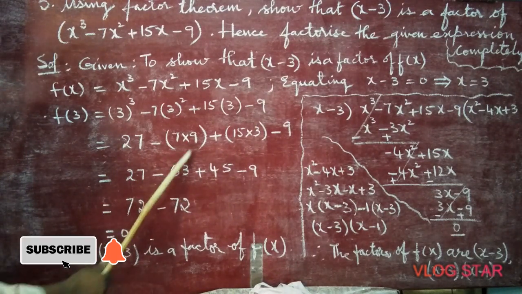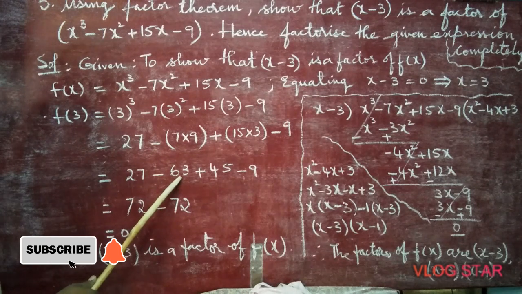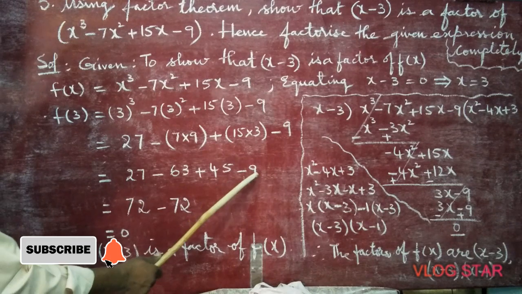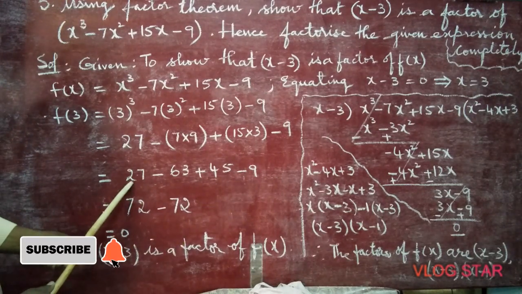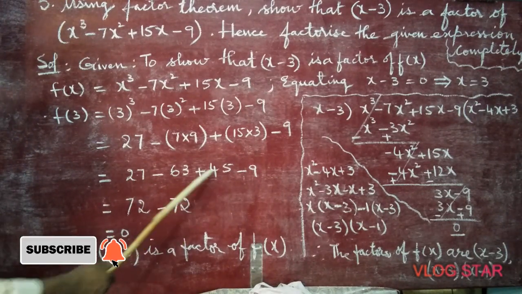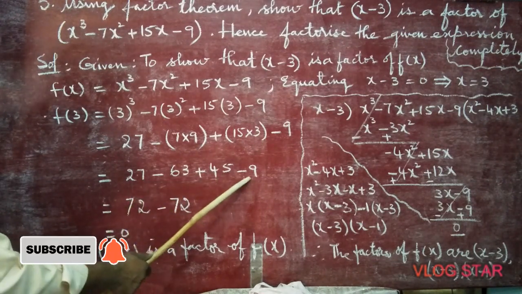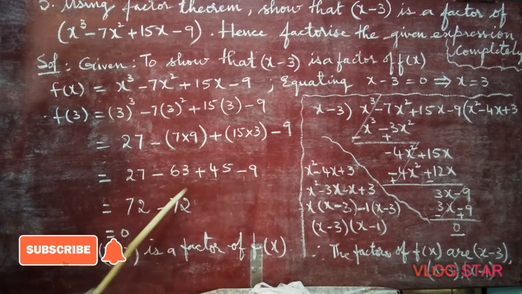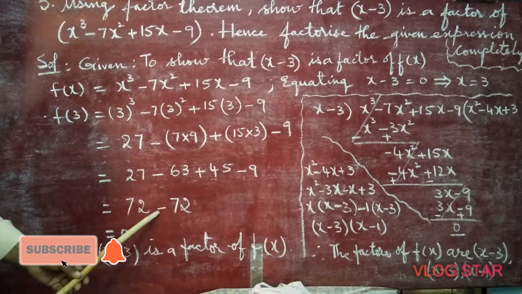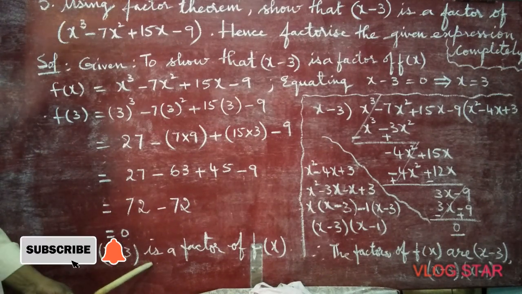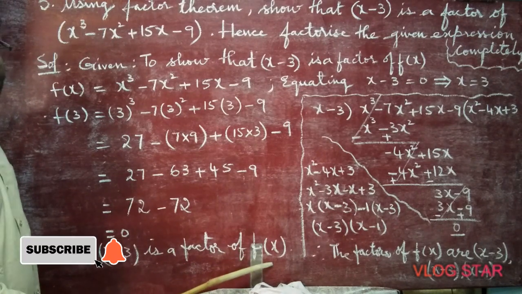27, 7 9s are 63, so minus 63. 15 3s are 45, so plus 45 minus 9. Add positives: 27 plus 45 is 72. Minus 63 and again minus 9, we add the same signs and the same sign will come: minus 72. 72 minus 72 is equal to 0. When we get remainder 0, then we conclude that x minus 3 is a factor of f of x.